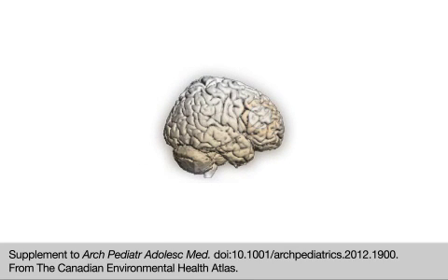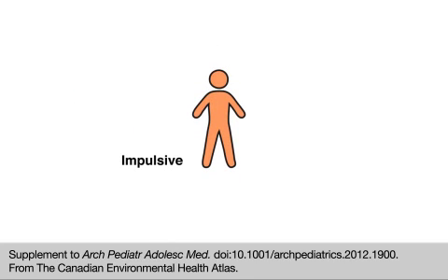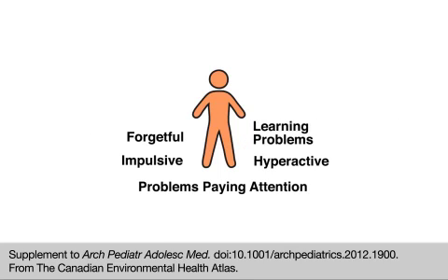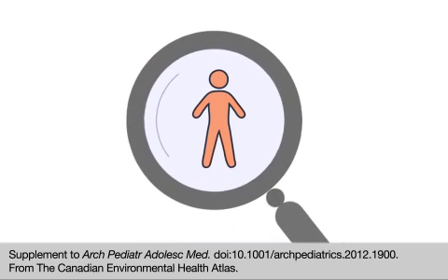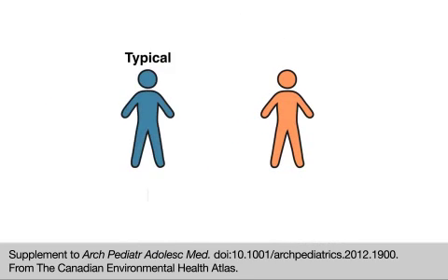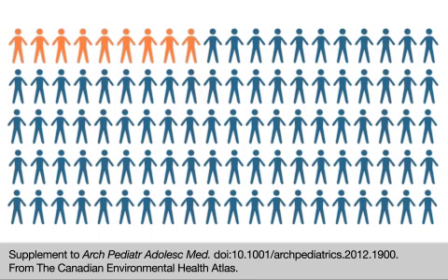The prefrontal cortex, the part of the brain that makes us most distinctly human, is smaller in children who have this condition. A typical child who has ADHD is impulsive, hyperactive, or has problems paying attention. They may be forgetful and often have learning problems. To qualify for a diagnosis, a child's symptoms have to be severe. A typical child has one ADHD symptom, whereas the child with ADHD has about 15 symptoms. ADHD affects about 9% of children.